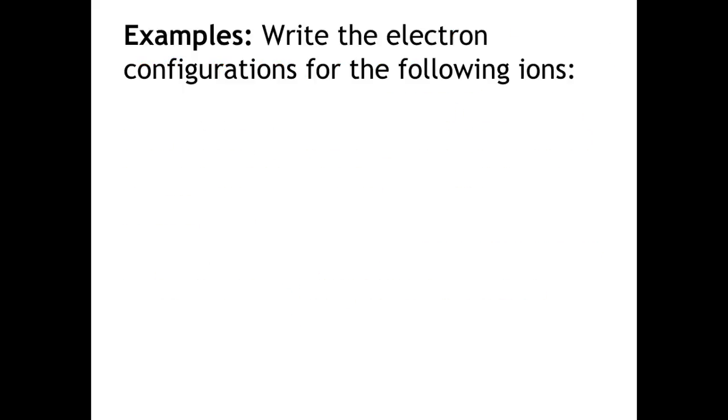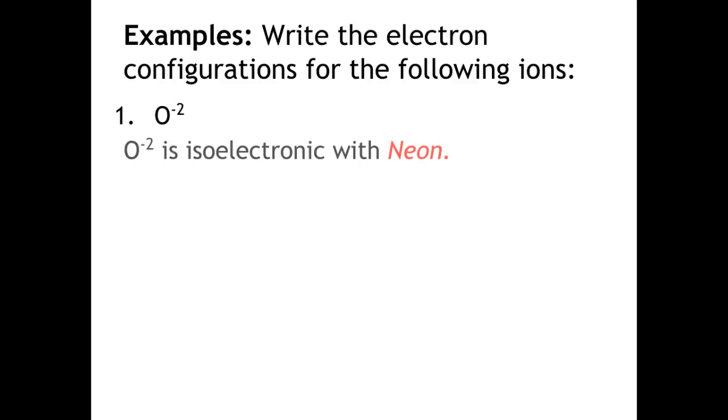Let's write the electron configurations for some ions. Here is O negative 2. So obviously this has a charge, oxygen has a charge of negative 2, which means it has 2 extra electrons, right? Because it's a negative charge, we have more electrons than protons. O negative 2 is isoelectronic with neon. Because if we look on the periodic table, we'll find oxygen. Oxygen has 8 electrons, but if we gain 2 more, 9, 10, we look like neon. We look like neon, but we're still oxygen.